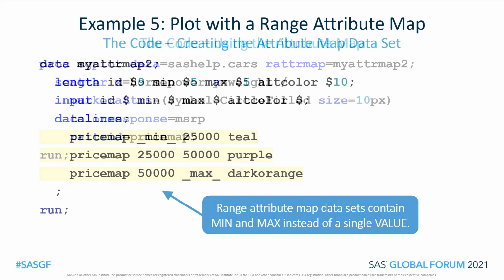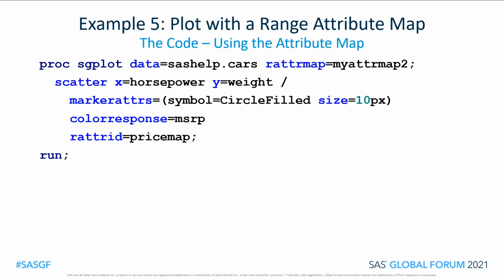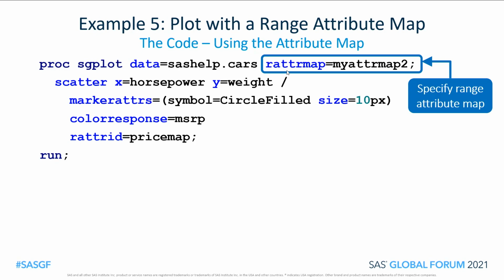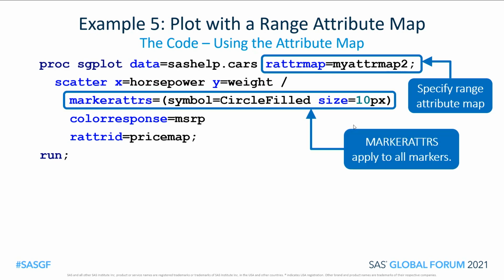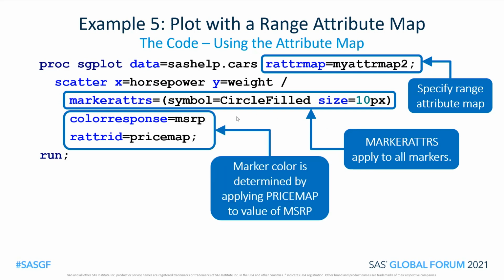This will create an attribute map data set, which we can now apply using PROC SGPLOT. You'll notice instead of dattrmap, I've used the rattrmap option on PROC SGPLOT to specify the name of the data set, which in this case was myattrmap2. I've applied some attributes to all the markers using the marker attrs option, but I've used these two additional options to control the marker color.